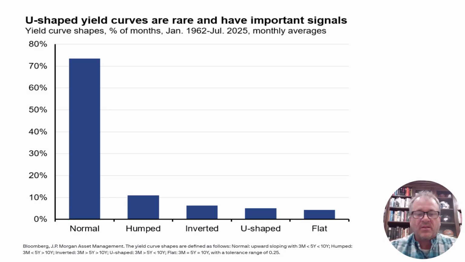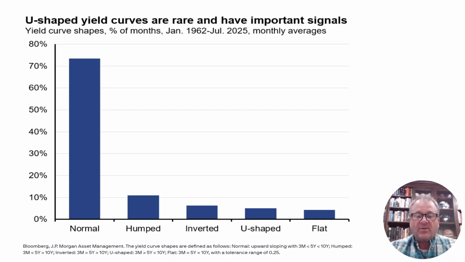First of all, you can see on the far left side the normal shaped curve, which happens over 70% of the time. When I say normal, it's upward sloping, meaning the interest rate return you would expect on a 3-month bond is less than a 5-year bond, which is less than a 10-year bond. The longer you're willing to wait for that bond to mature, the higher the interest rate you're going to get. A humped yield curve is when the 5-year rate is higher than both the 3-year and the 10-year. They don't happen very often, maybe 10% of the time.